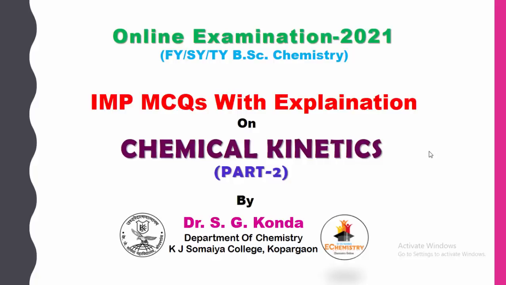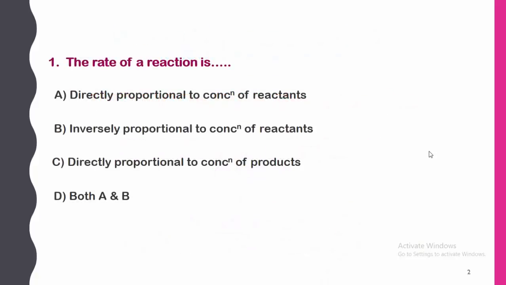Okay, so let me start the second part of this MCQs on chemical kinetics. The first question: the rate of a reaction is, options are given: A, directly proportional to the concentrations of the reactants; B, inversely proportional to the concentration of reactants; C, directly proportional to the concentration of the products; and D, both A and B.